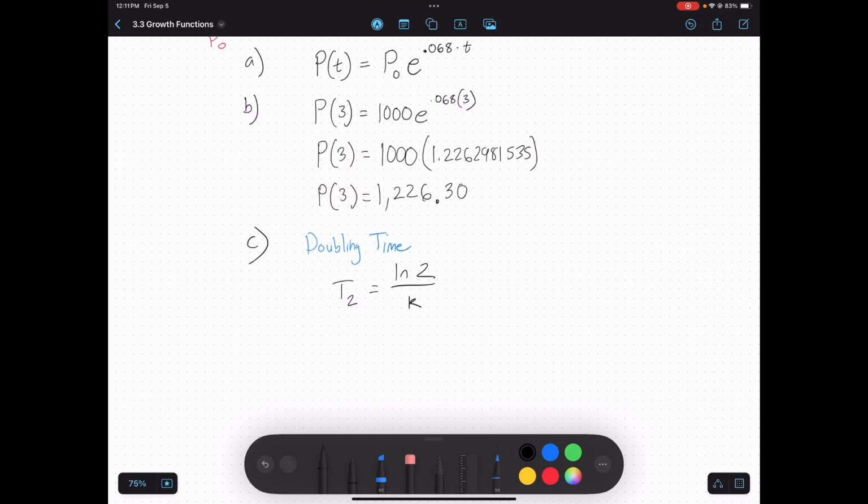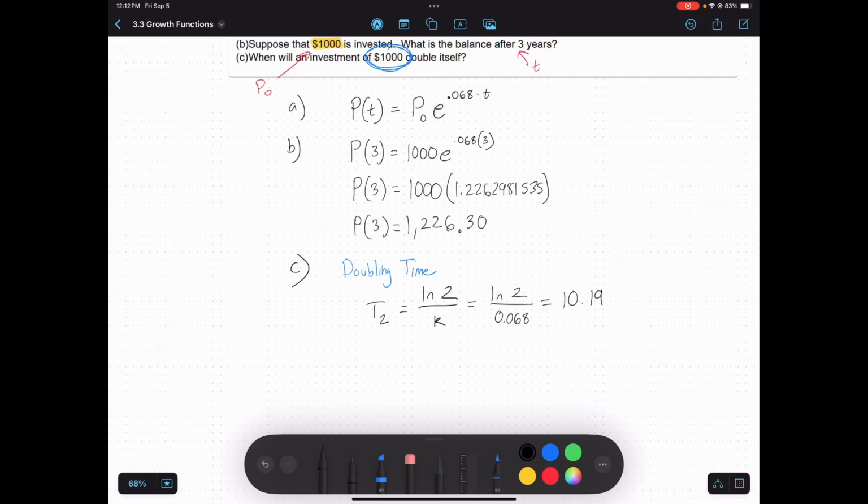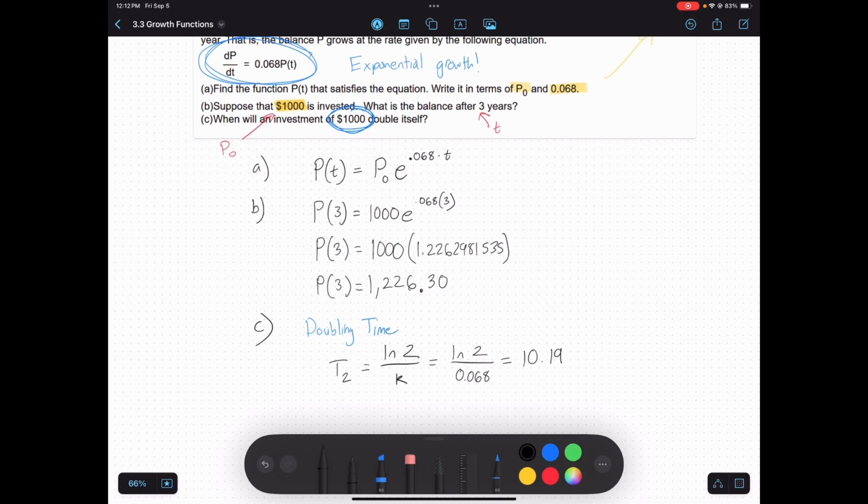It doesn't depend on that initial value. There's nowhere for me to plug in the 1,000. It just depends on my growth rate. So in our case, it's just natural log of 2 over 0.068. I can plug that into my calculator, and I get about 10.19, rounding to the nearest hundredth. What does that mean? It means it takes about 10 years for the value of this account to double. But that takes care of number 3.